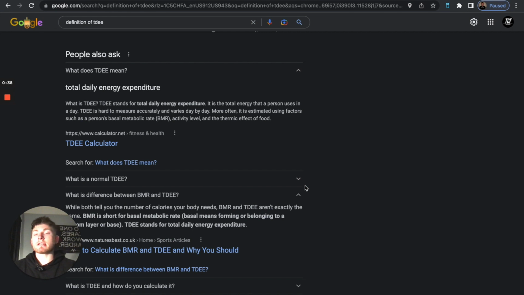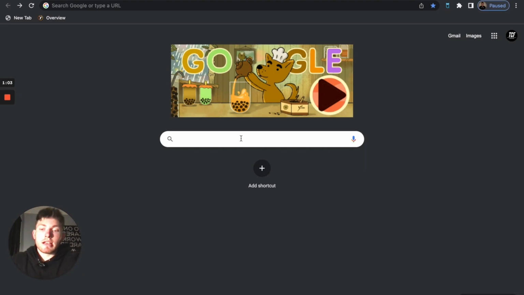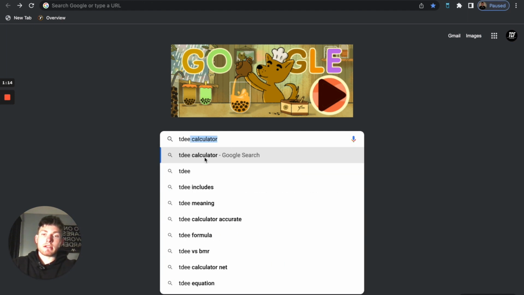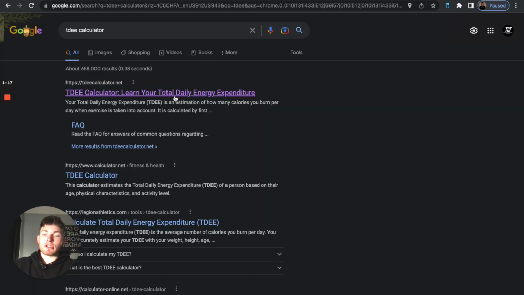And the difference between BMR and TDEE, and if you guys don't know, BMR means basal metabolic rate. So essentially what the basal metabolic rate is, is the amount of calories your body needs just to survive, or just to sustain life. So now that we've broken that down, I'm going to move over here, and it's pretty easy. All you're going to do is go into your web browser and type in TDEE Calculator. Cool. It's going to be the first one that pops up.